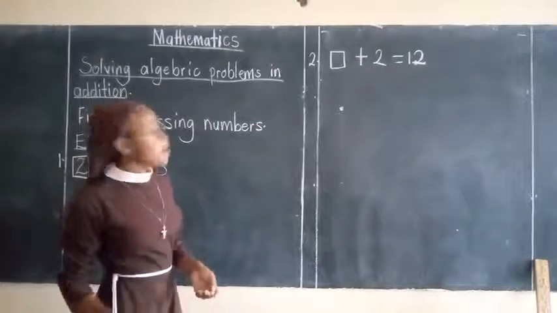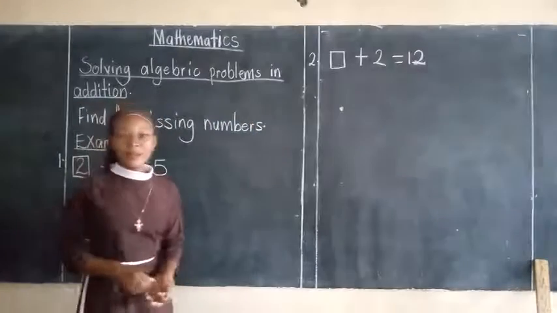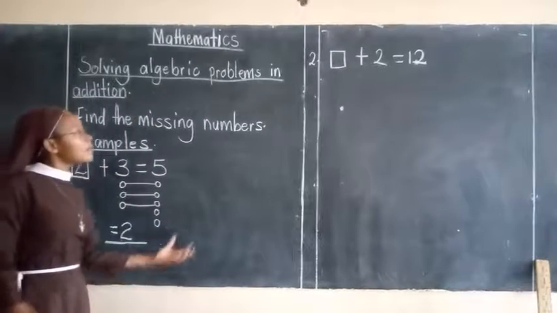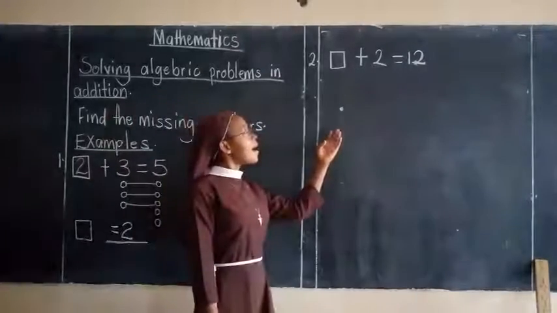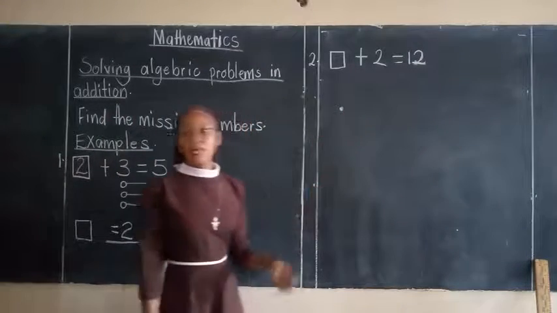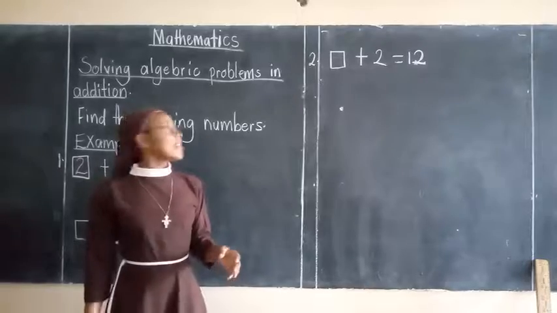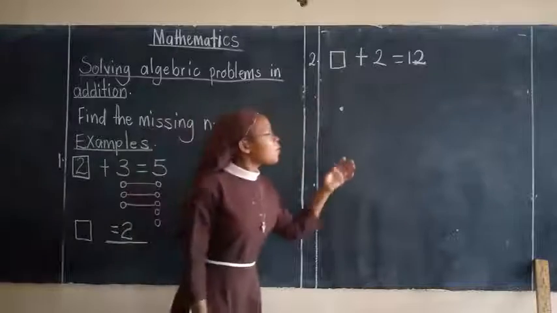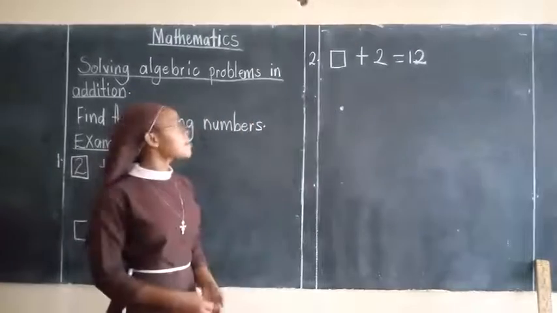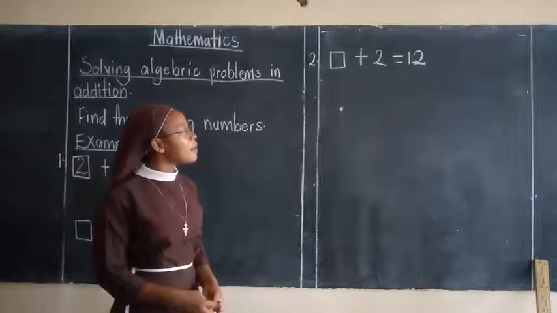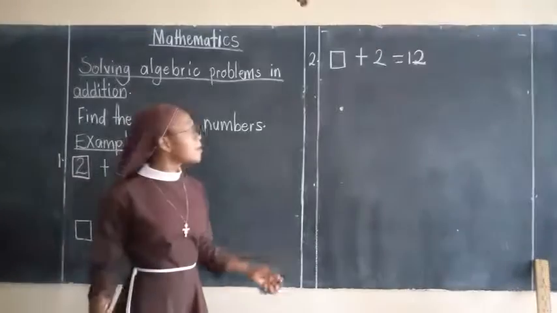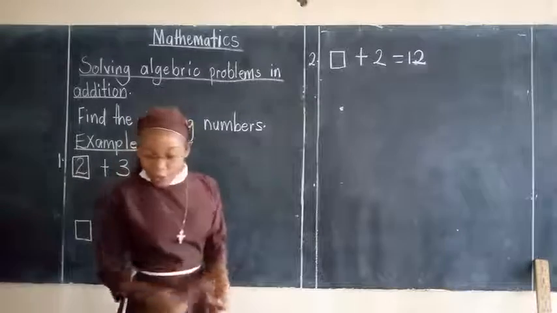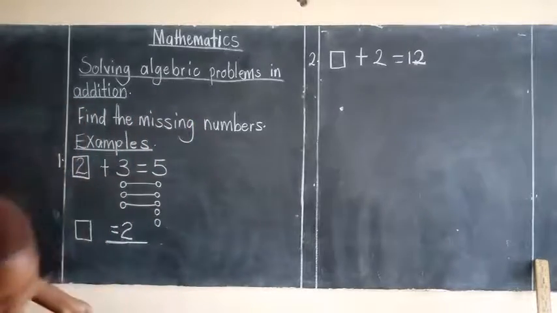That is 12. What do we do? Who can remind us what we are supposed to do? We do exactly what we've done with the first number. Since we've not been given the first number and we've been given the second number, what are we meant to do? Yes, Joyce? She's saying we are supposed to subtract 2 from 12 to get the answer because 2 is smaller than 12. So we are going to use our balls.